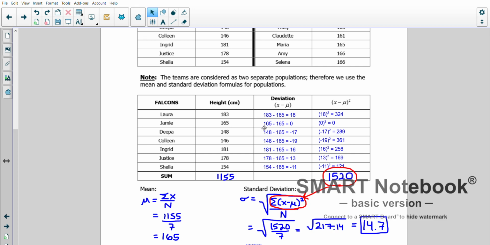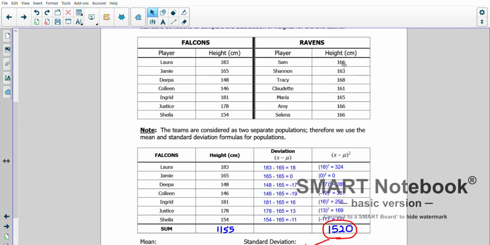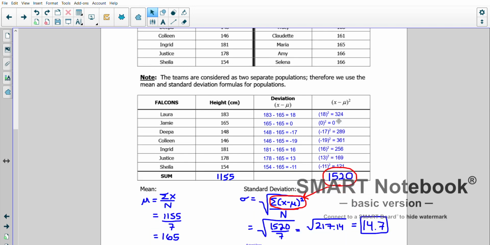It's very obvious by looking at the data points of this Falcons team that their heights are very spread out, especially relative to the Ravens, who all seem pretty close to the average. So the main message here is higher standard deviation equals more spread out data. Lower standard deviation means the data is clustered more around the mean. So it's a measure of consistency.